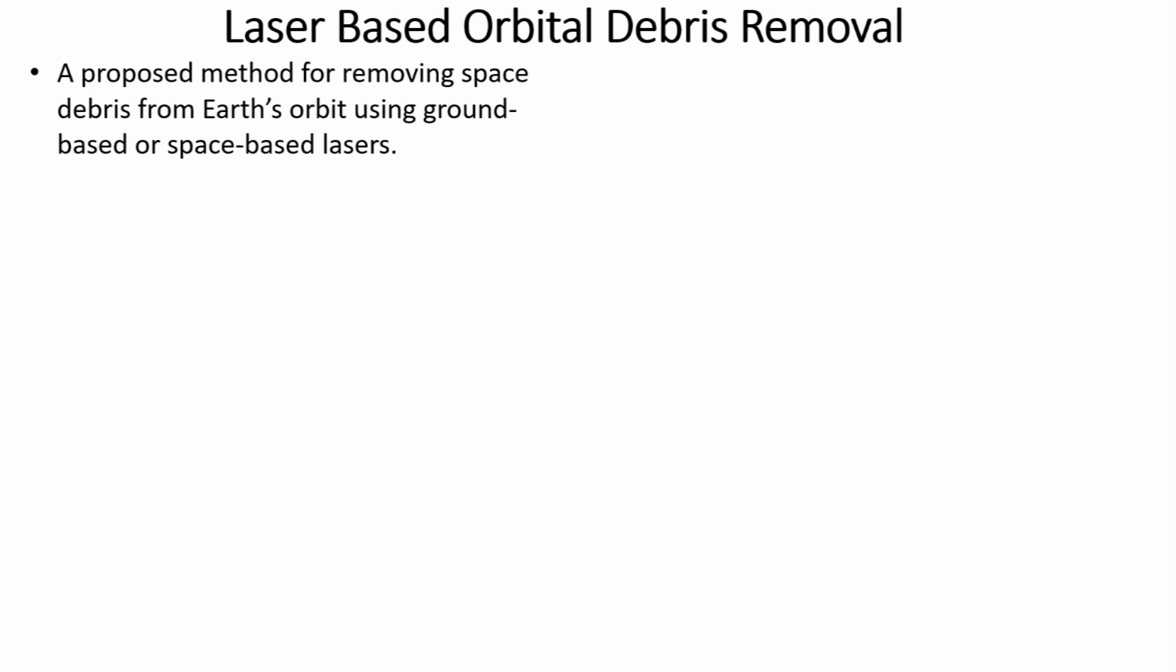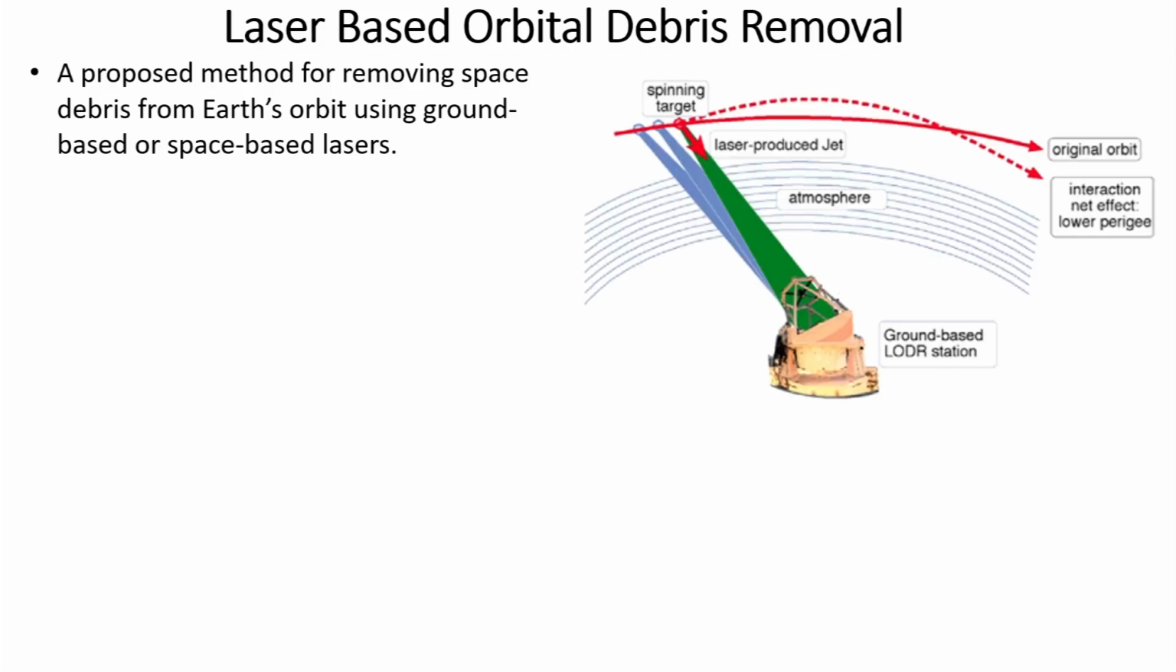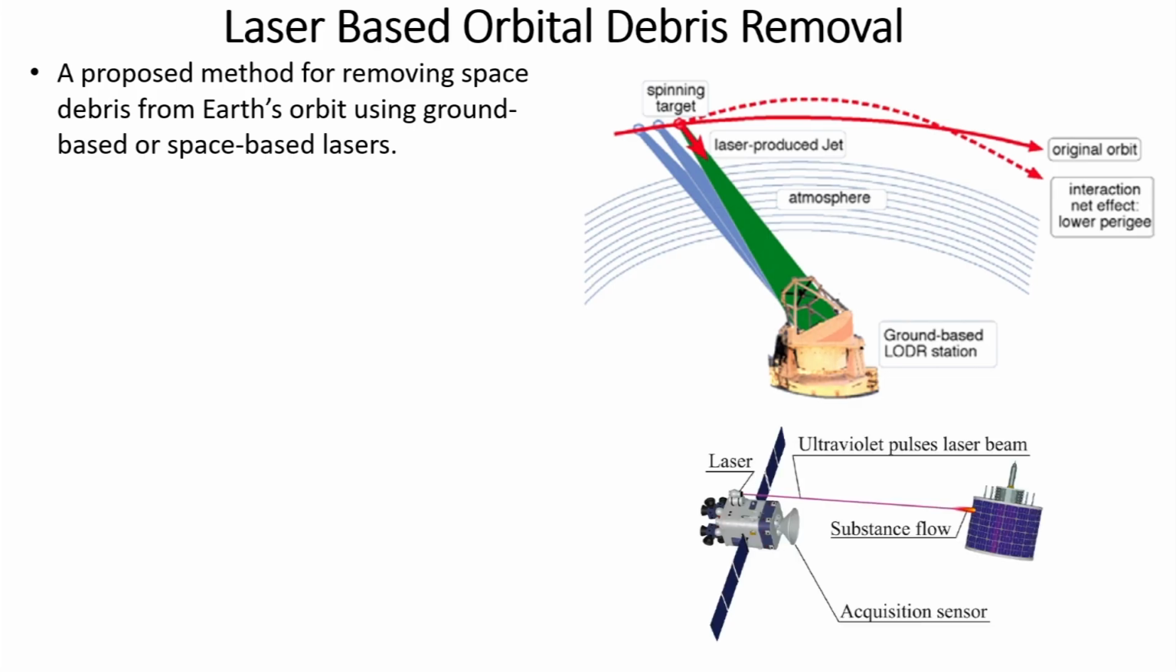Now, the other method is the laser based orbital debris removal method. In the proposed method, the space debris is removed or controlled using ground based or space based lasers. So, you see this is a ground based laser where the laser is targeting the debris. The other can be on board a spacecraft. So, this one shows where the laser system is on board the spacecraft, and this is the debris, so this can work like that.